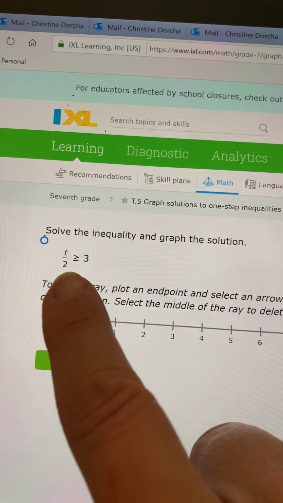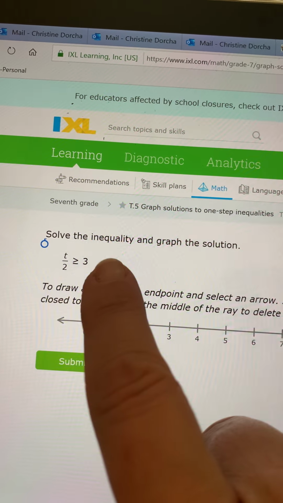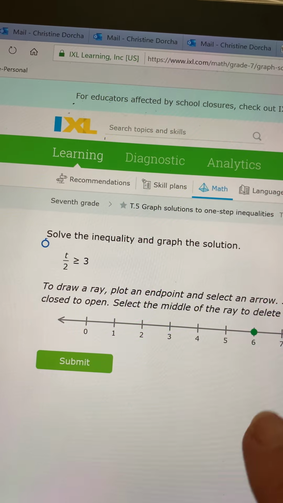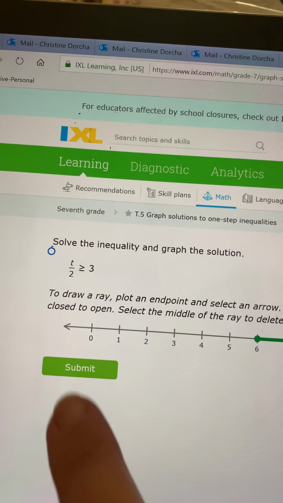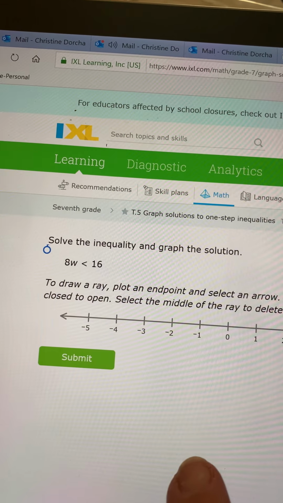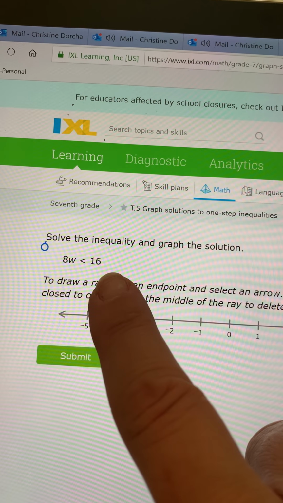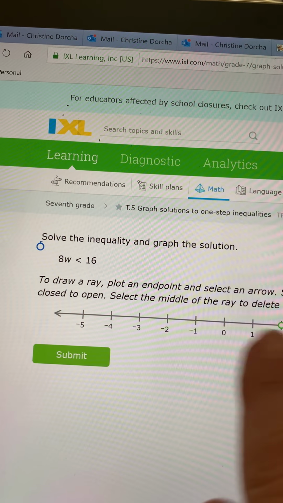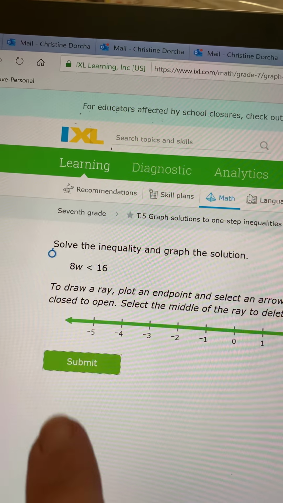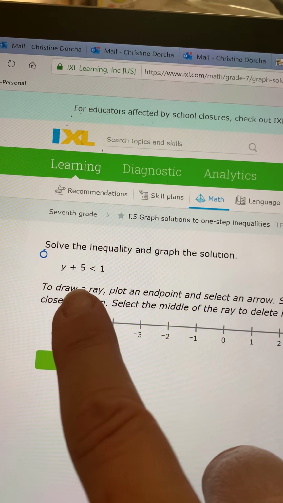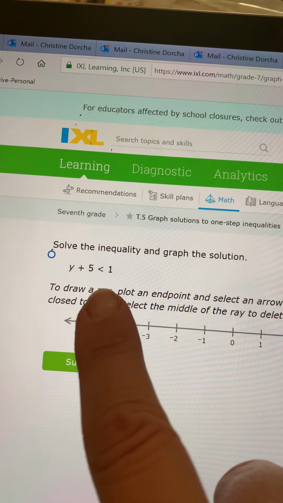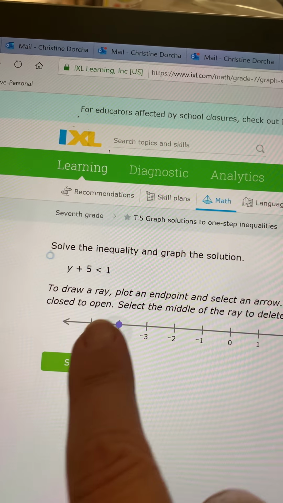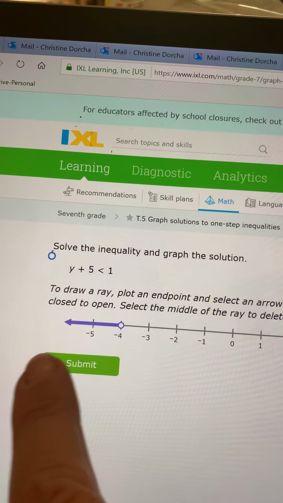Okay, undo division with multiplication, so multiply both sides by 2. That leaves you with a is greater than or equal to 6. So it's going to be solid, and it's going to be greater. In this case here, we'll divide both sides by 8, so w will be less than 2. Open circle, all values to the left. Subtracting 4 from both sides, y will be less than, or all numbers will be less than, -4, and that's exclusive. All numbers to the left.